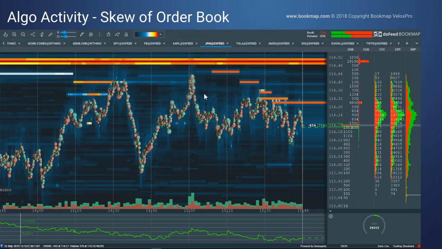We can start to read that behavior here. Here's another skew in the book with algo activity, looking at JP Morgan. You see high liquidity up here at 114.50, 29,000 shares. But look at this player here, high liquidity on the offer, pulls, adds lower several times, showing more aggressive supply. The orders have an effect on price. It's just how it is. You can see that price is starting to react to it. Anyway, you can read the behavior.